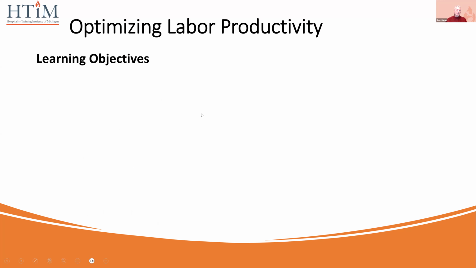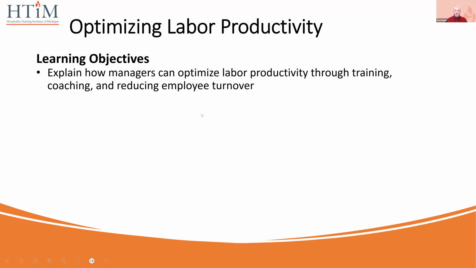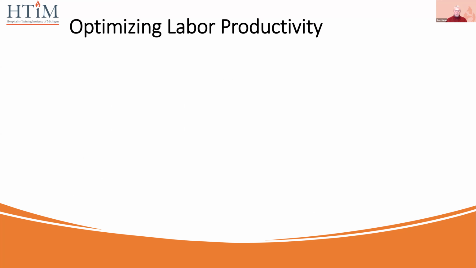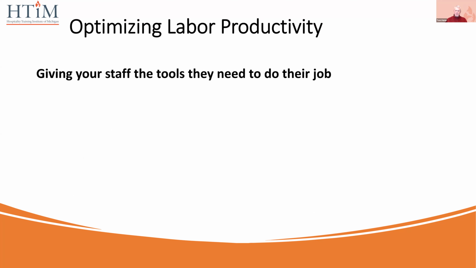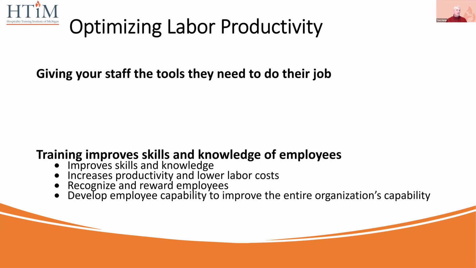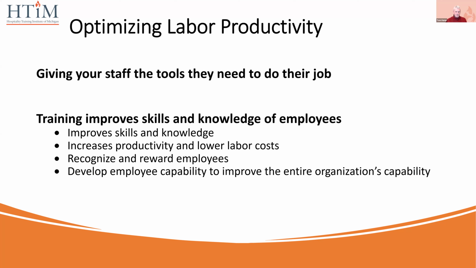So when we're talking about labor and labor productivity, we want to make sure that we're understanding how it all fits together, right? How can we optimize labor productivity? Well, certainly through training, coaching, and reducing employee turnover. That's huge. So we want to make sure that we're giving our staff the tools they need to do their job, right? And that can include a number of different things, from training, which improves your skills and knowledge, increases your productivity and lowers your labor costs because things get done faster, more efficiently.